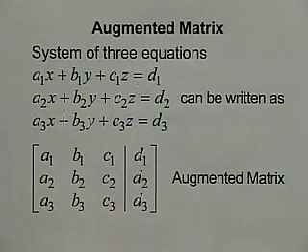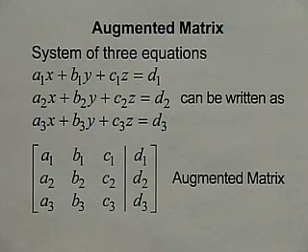Let's take a look at an augmented matrix. Here, what we see is a system of three equations, denoted a1x plus b1y plus c1z equals d1. Then the second equation, a2x plus b2y plus c2z equals d2. And then the third equation, a3x plus b3y plus c3z equals d3. Instead of keeping this written as equations, we can rewrite this as an augmented matrix.